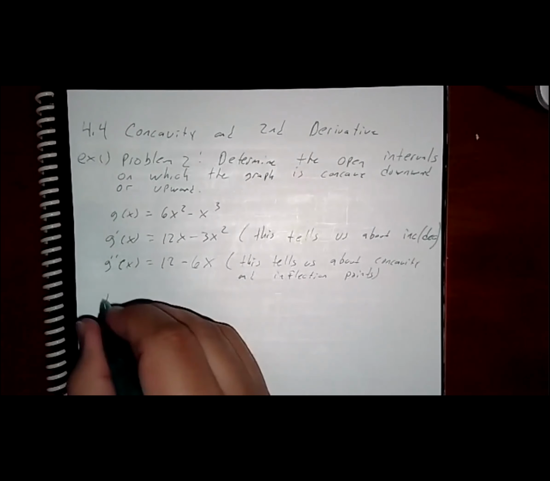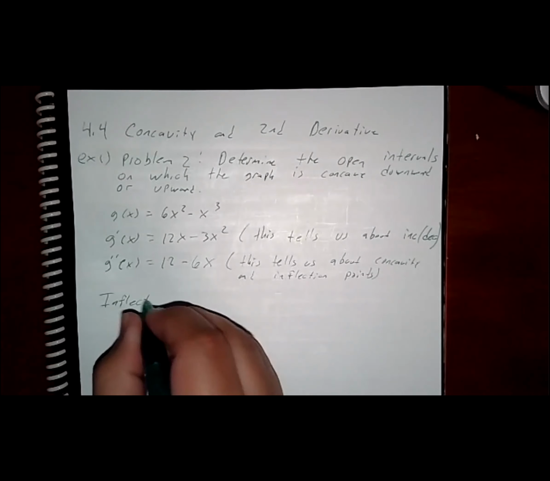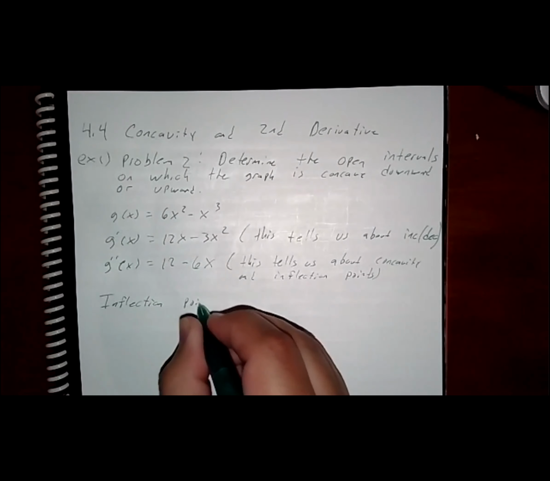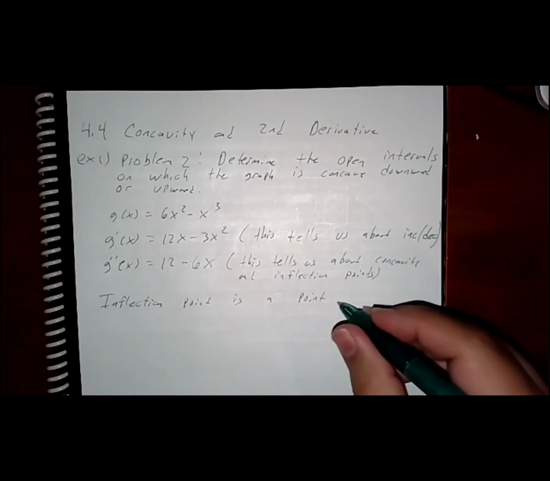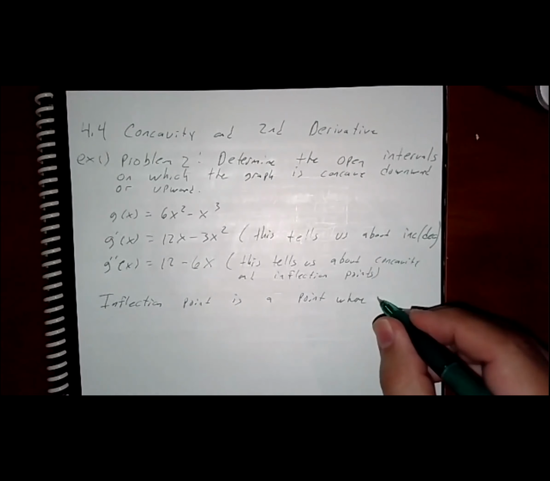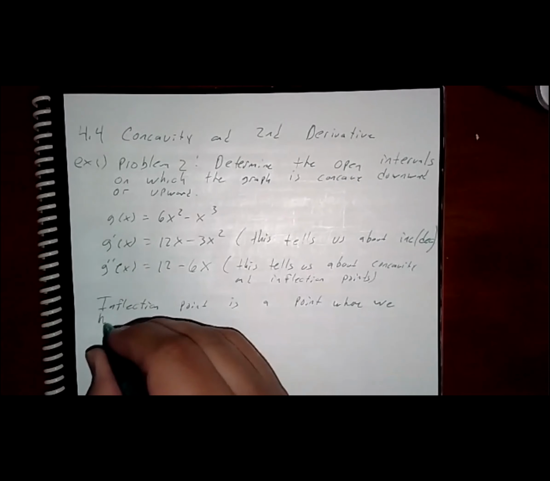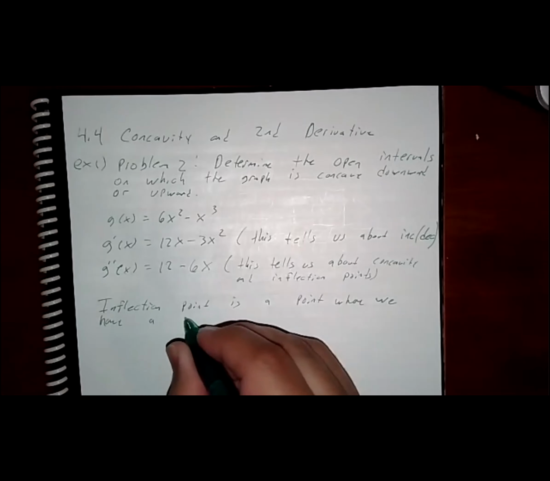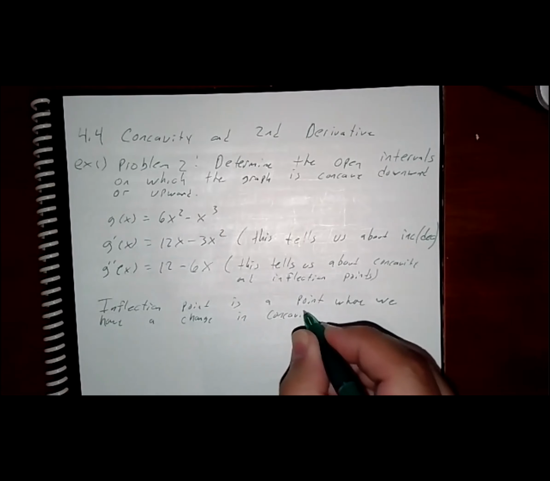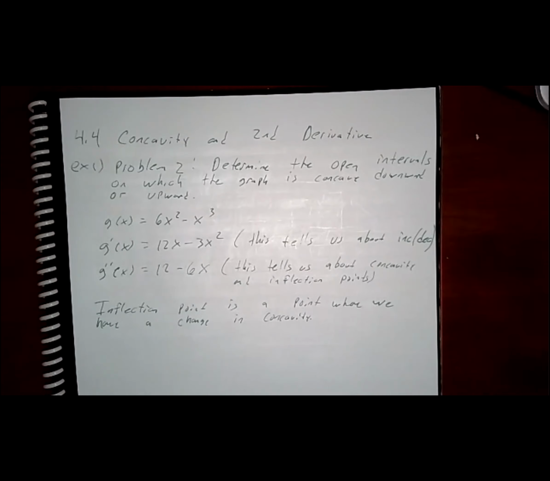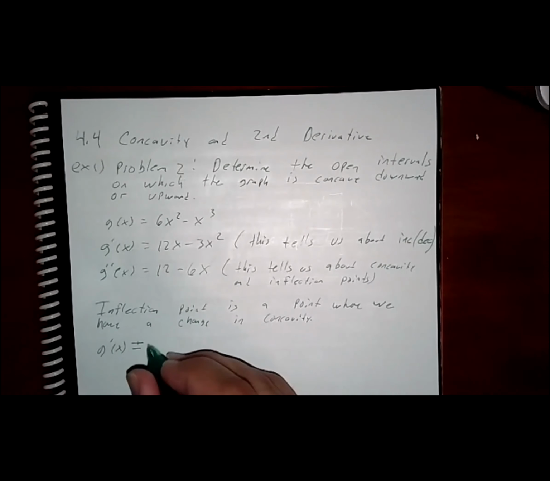A quick note: an inflection point is a point where we have a change in concavity. That's all that means. Okay, so remember how we said setting the derivative to 0 gives us critical numbers, right?